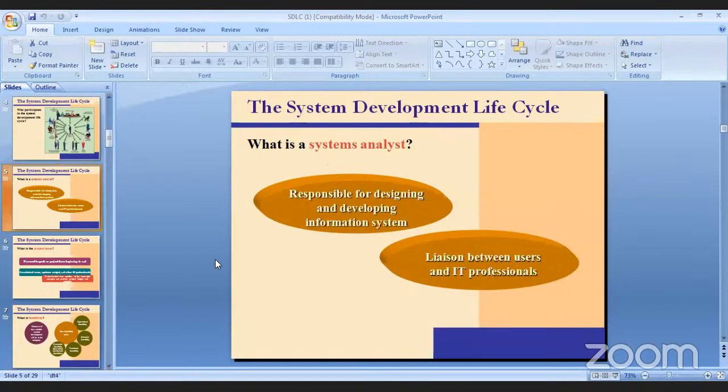Okay. Now, what is a system analyst? Normally, an analyst is the person who is doing analysis. It compares the expected value with the actual value. So here, the system analyst is responsible for designing and developing the information system. It lies in between the users and IT professionals. So it will try to find the gap and fill it between the users and IT professionals.